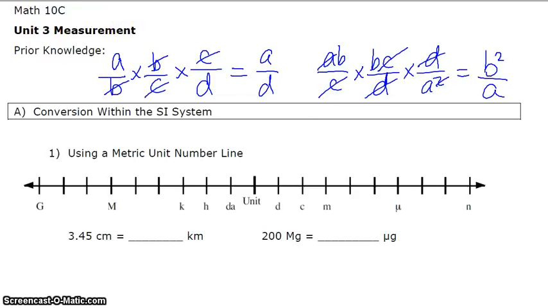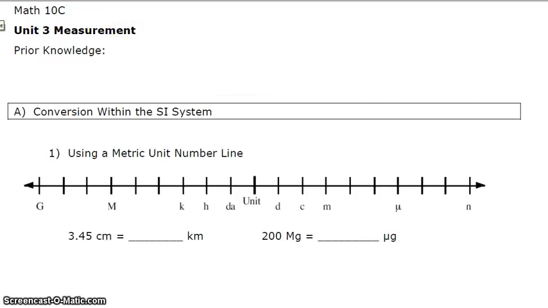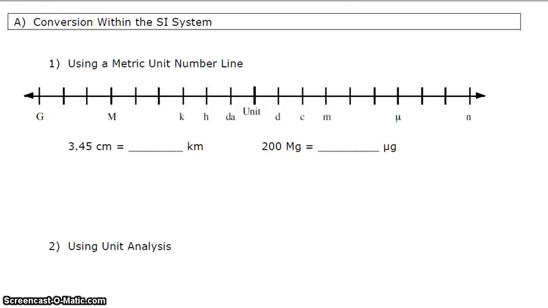All right, so let's look at the first example. First type of question, converting within the SI system. So there are two ways. This SI system is very good because it's base 10. So when you convert from one unit to another unit, you're just moving the decimal place. It's either 10 times more or 10 times less. So this unit number line helps you determine how many decimal places you need to move.